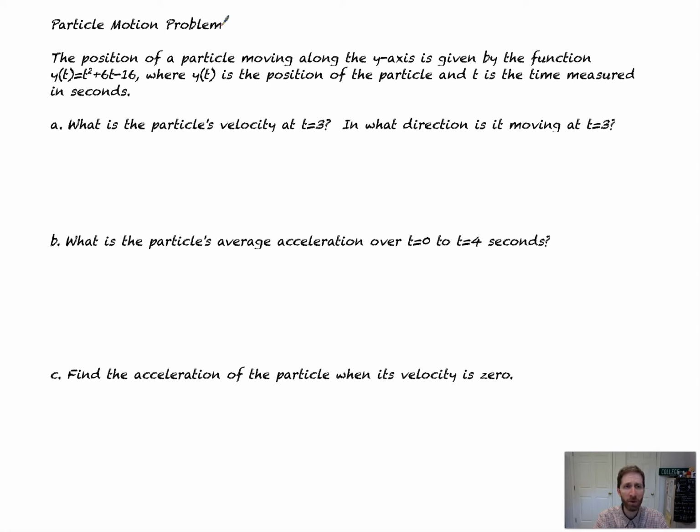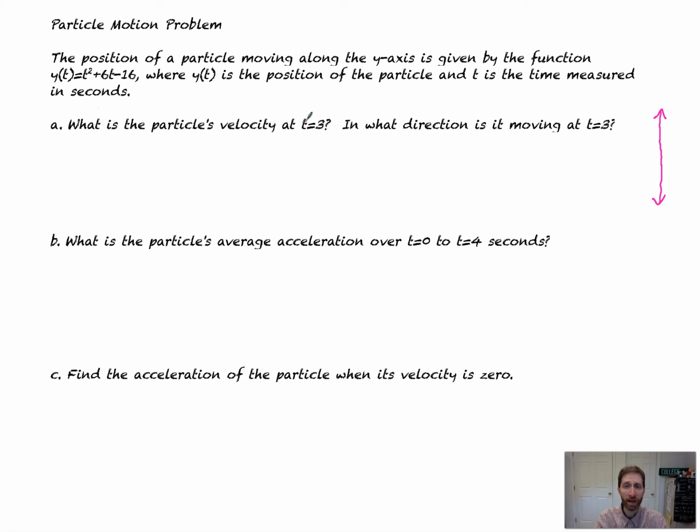So this says particle motion problem. The position of a particle moving along the y-axis is given by this function, y of t = t squared plus 6t minus 16. y of t is the position of the particle, so where we are on the y-axis, and t is the time measured in seconds, how much time has elapsed. So essentially, imagine that you've got some kind of vertical line that you're moving up and down on. We want to know where we are, how fast we're moving on it, and how fast that velocity is changing.